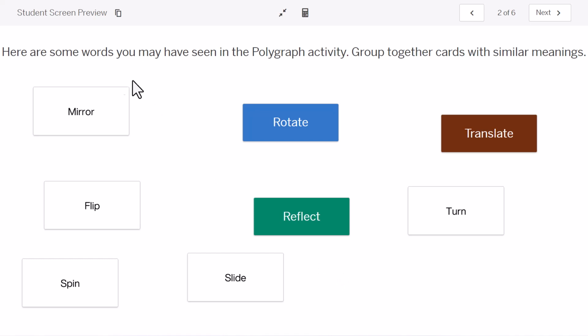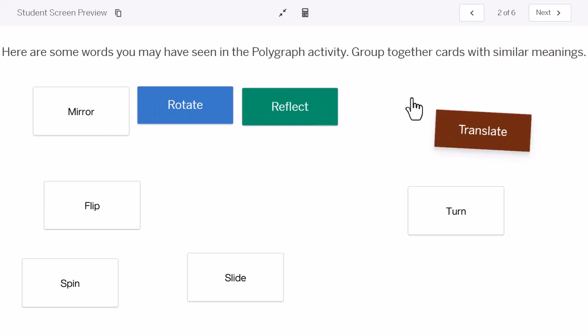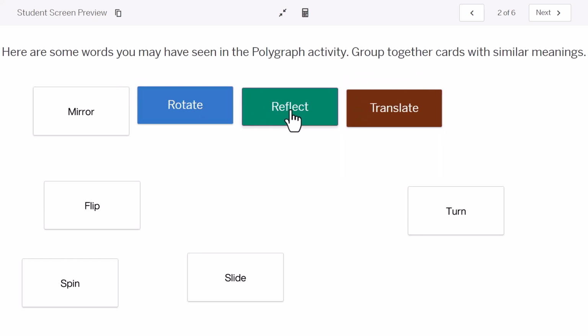Now, it says here are some words that you may have seen in the polygraph activity. And we're going to group words together that have similar meanings. We might have used words like turn and slide and spin and flip and mirror. But the words that we really want to start using are these in the colored boxes. These are the more formal vocabulary words that I'm expecting you to use in this unit.